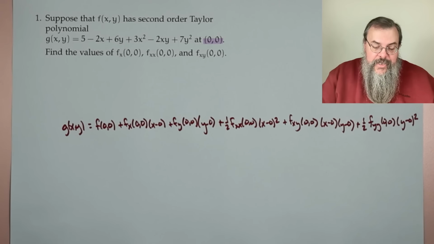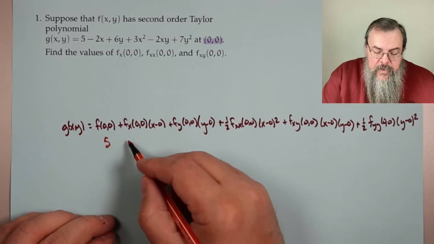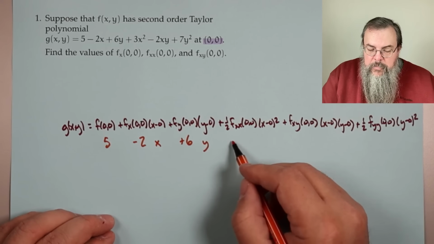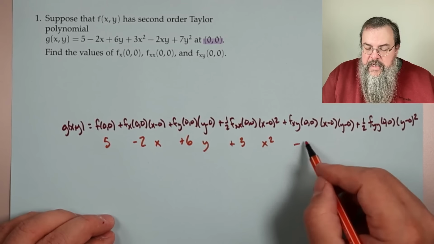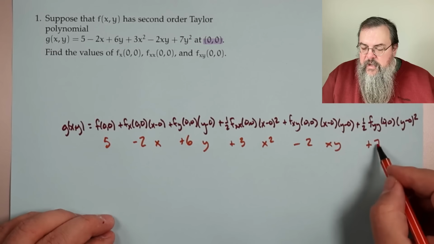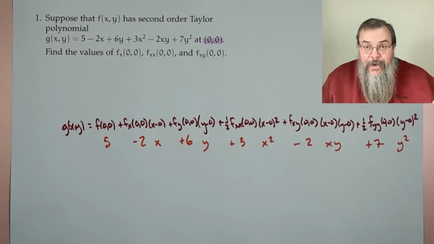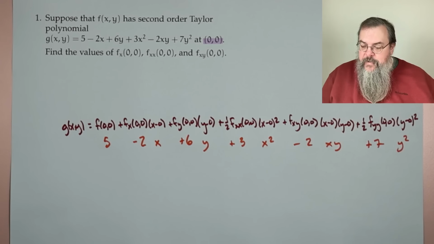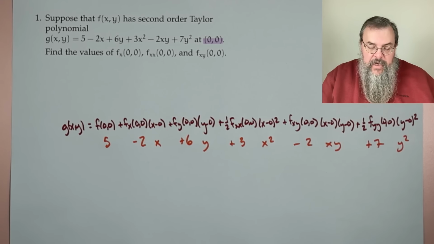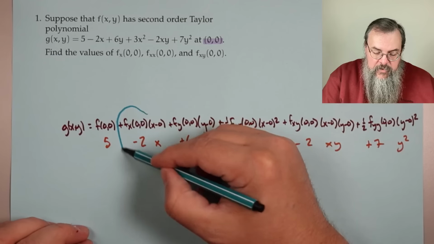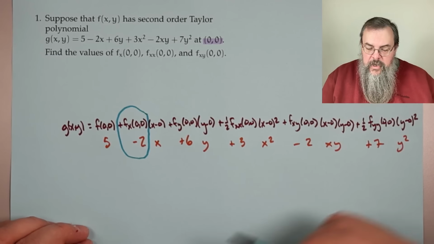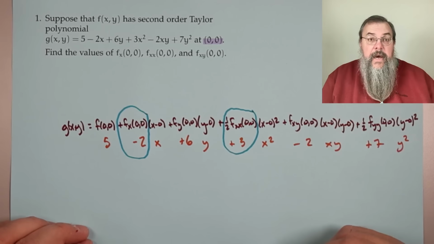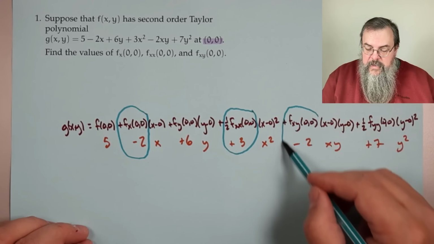Now let's write down what we actually have. We have 5 minus 2x plus 6y plus 3x squared minus 2xy plus 7y squared. And now it's great, we're matching things, right? So we just start reading off. What is it we want to find? Well, we want to find things such as f sub x. So we say, okay, well, here's an f sub x. So that's got to match. And we want f sub xx. Okay, here's an f sub xx. That's got to match. And we want f sub xy. And then that's got to match.